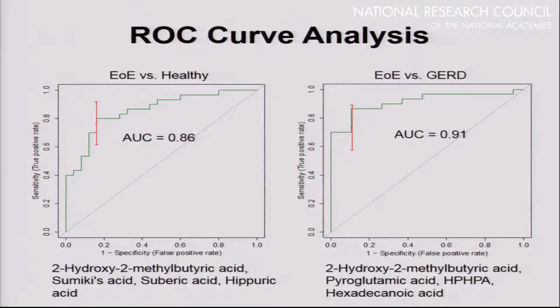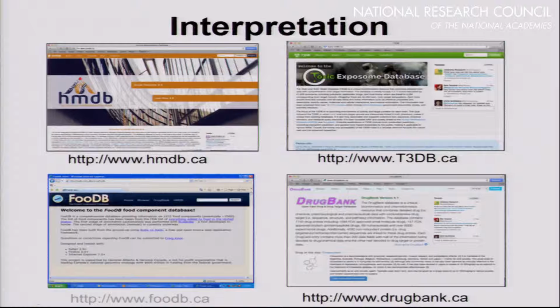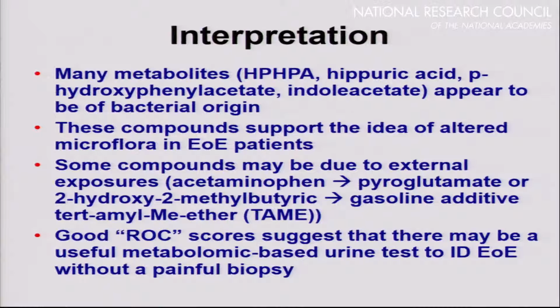So what do these metabolites mean? Well, to do that, we had to start looking through A, the literature, B, the databases, to see if we could better understand why we're seeing these changes. So one of the things, as we quickly learned, was that many of the metabolites that were distinguishing between these conditions, both EoE and healthy and EoE versus GERD, were actually of bacterial origin.